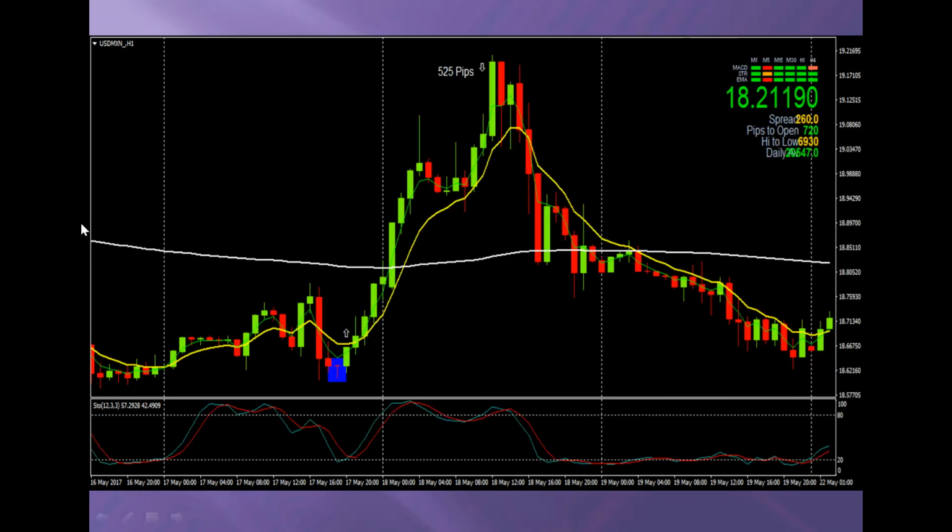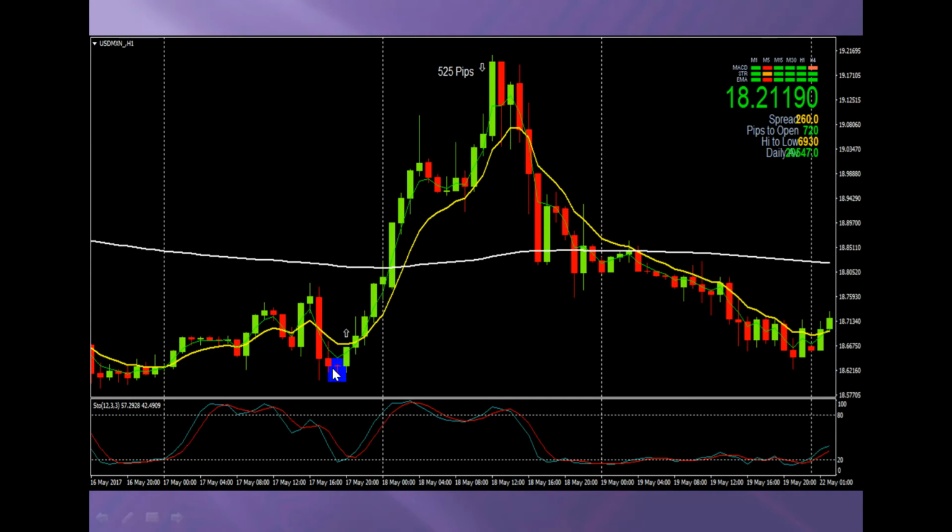So this one here, Doji, okay, number 1. Number 2, the T-line. This candle closed above the T-line. You take the trade on the next one. And that goes up 525 pips.